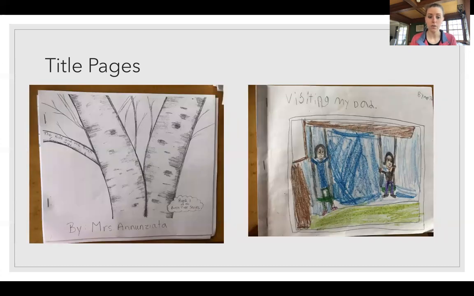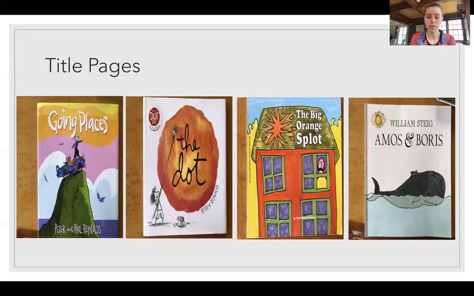So here's an example from my book, and I wrote the title of my book on the tree branch. This is April's book, and she wrote the title at the top and then put her picture in the box, which was a really good idea. Also notice that my book and April's book have the author on there, just like these real books do. So make sure you include the authors. That's really important.